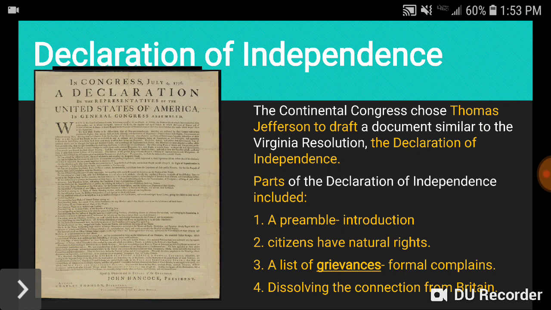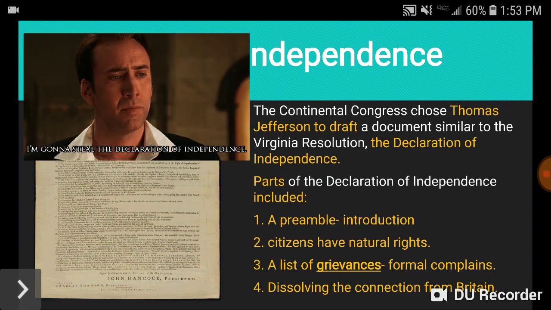So it's almost like if you've ever had a breakup letter or you've ever broken up with someone and someone's like, it's not me, it's you. That's literally what the colonists are doing at the end in this dissolving the connection portion of the Declaration of Independence. They're saying, it's not our fault, it's your fault, King of England. And so we're breaking up from you and we're going to become our own independent country. We're going to declare our independence.